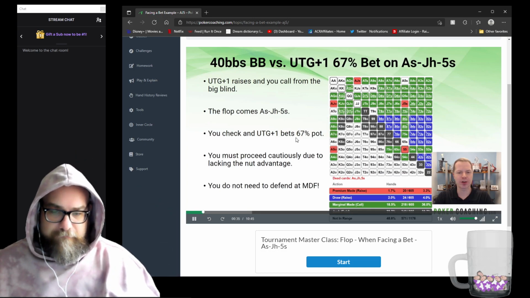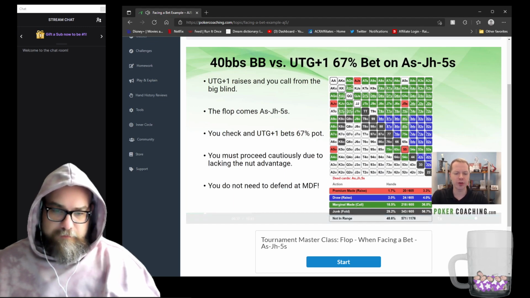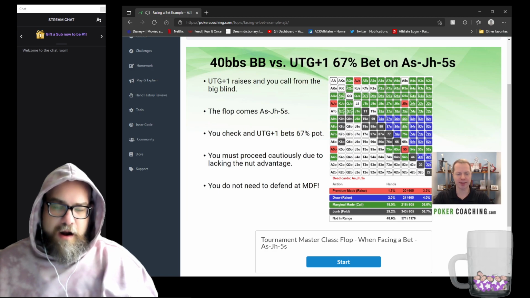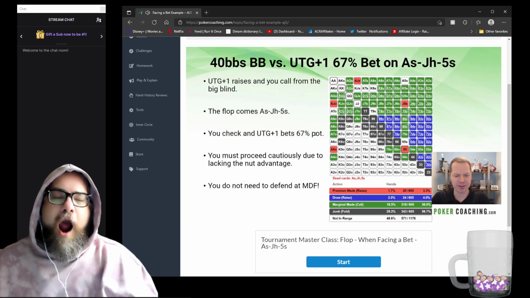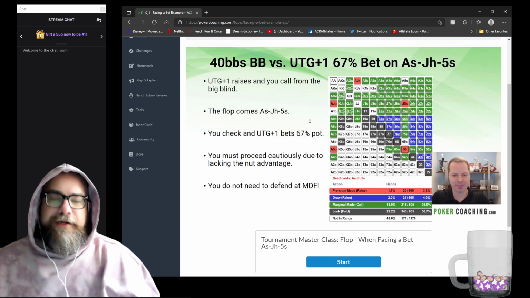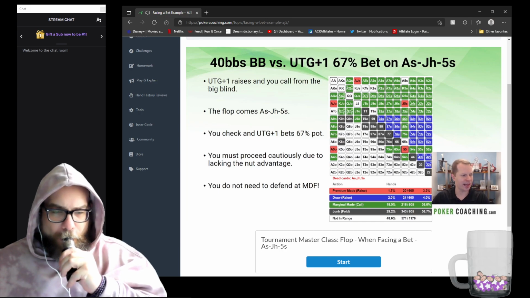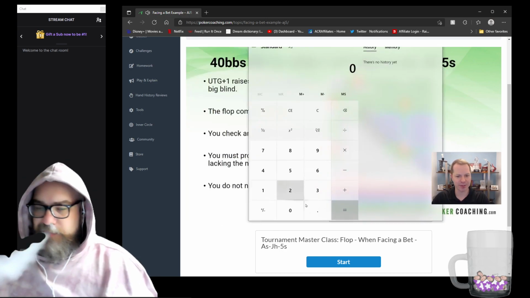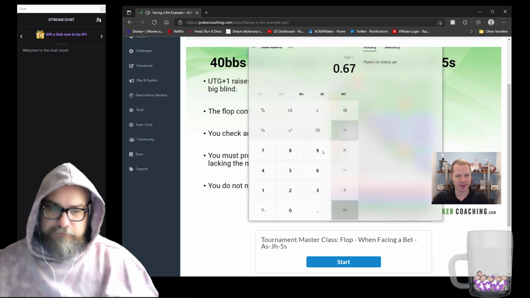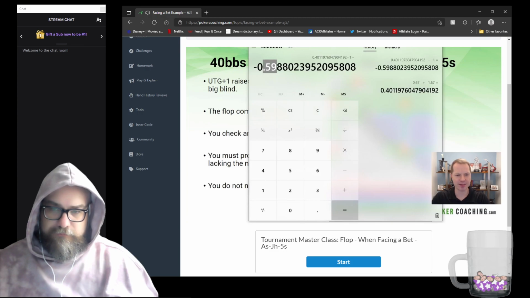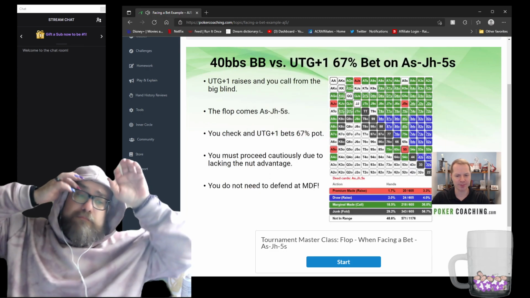So you're out of position here. You do not have to defend anywhere near the minimum defense frequency, right? In this situation, minimum defense frequency is 0.67 divided by 0.67 plus 1.67. Let's get out the calculator. We'll figure this out together. It's actually 1 minus that number. So we have 0.67 divided by 1.67 minus 1 equals. Minimum defense frequency in this scenario is 60%.